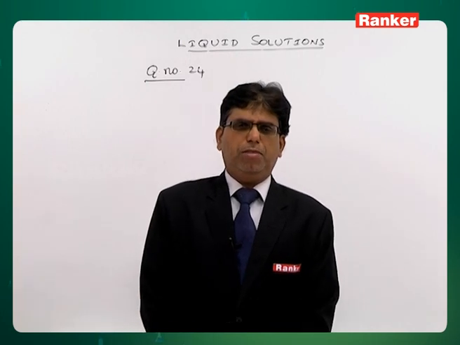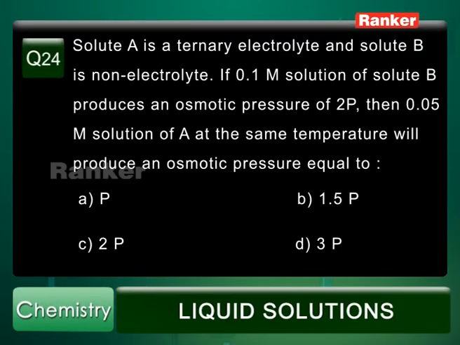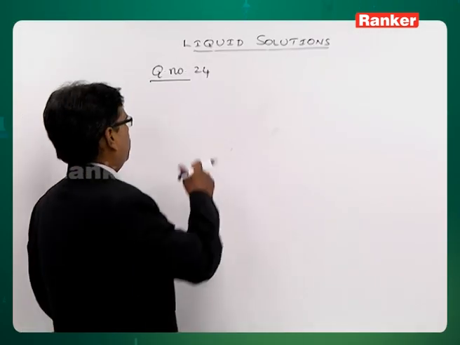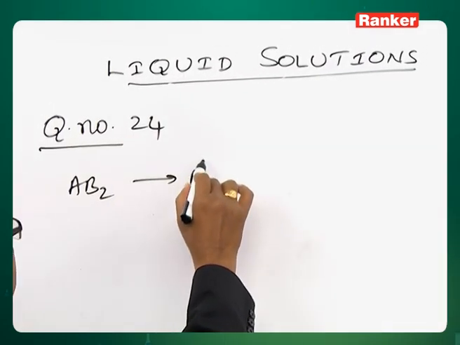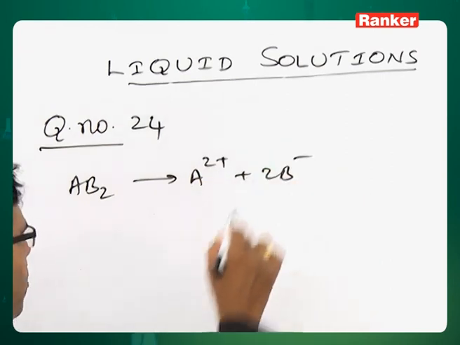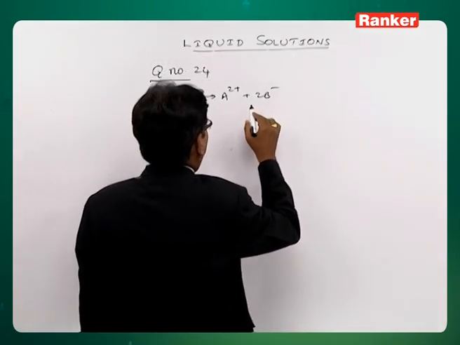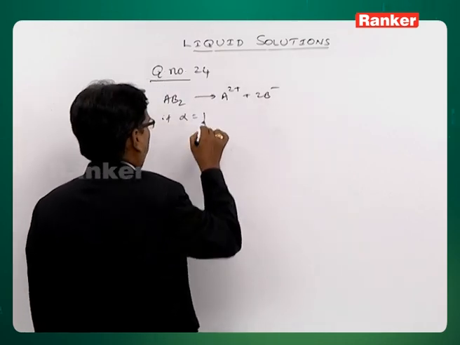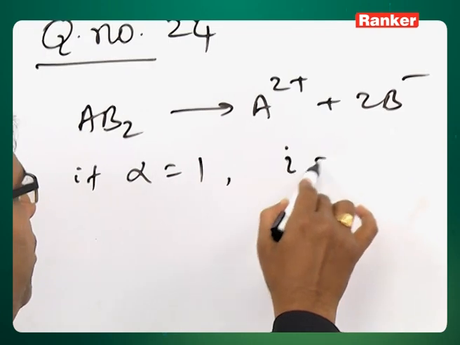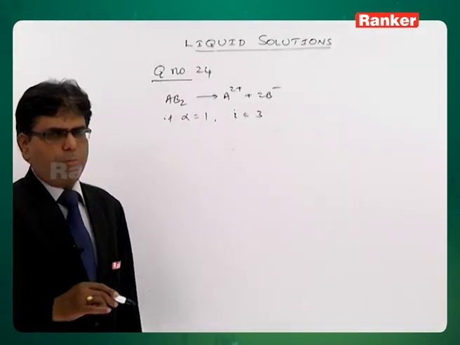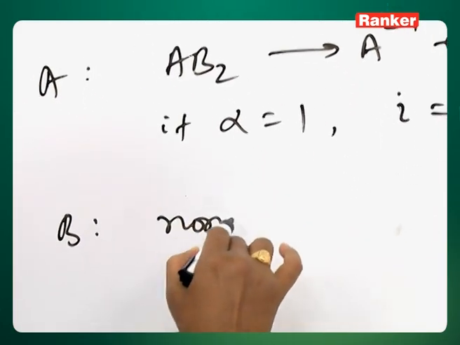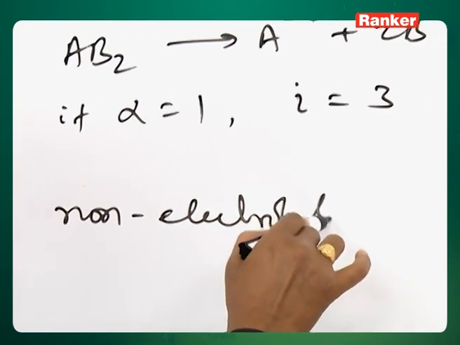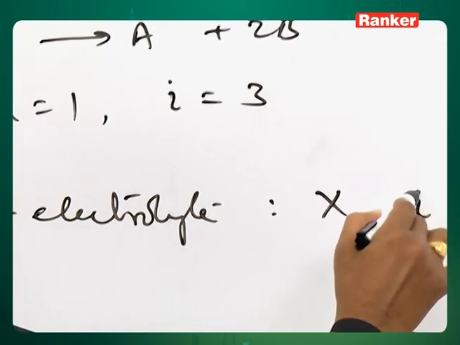Now, let us move on to question number 24. The question says solute A is a ternary electrolyte. Ternary means it produces 3 ions, like a formula AB2 type, which dissociates into A2 plus and 2B minus. If it undergoes 100% dissociation, that is alpha equal to 1, we consider it a strong electrolyte, and then the i factor will be equal to 3. Solute B is a non-electrolyte, something like X, so for this i is equal to 1.